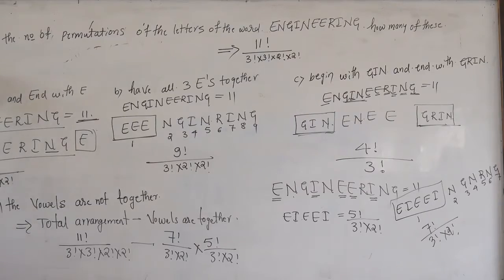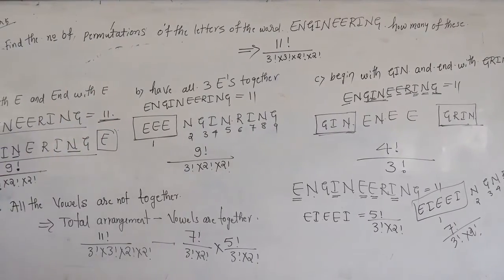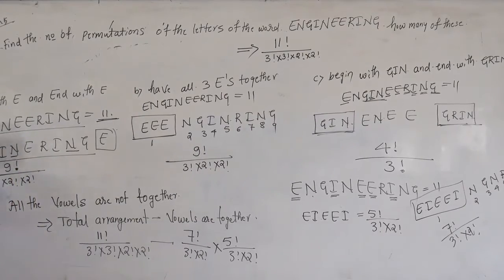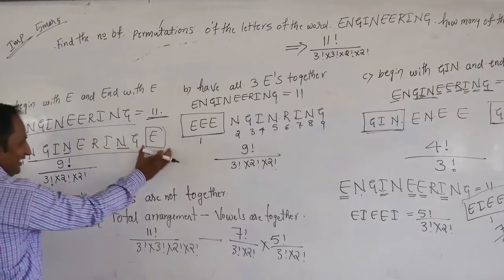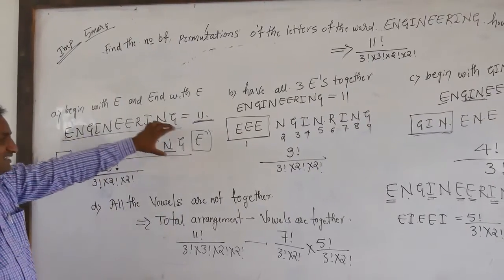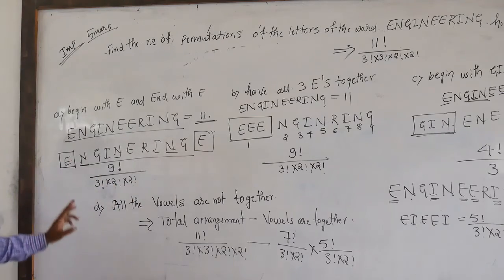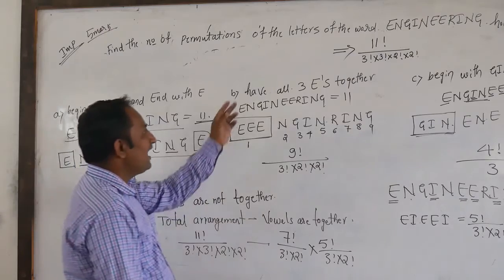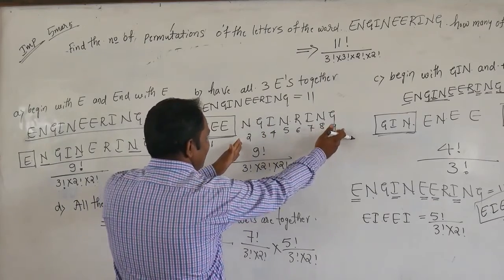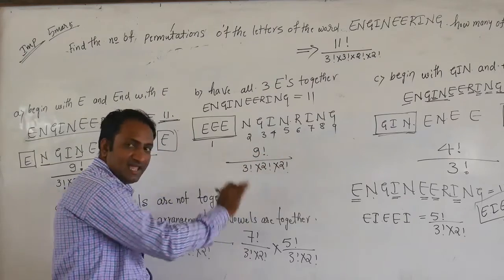Find the number of permutations of the letters of the word engineering. How many of these begin with E and end with E? Engineering consists of 11 letters. These two terms are fixed, so 9 letters are remaining. Out of 9 letters, 3 terms, 2 terms and 2 terms are repeating, so we divide by those. Consider the 3 E's together as 1 letter, 9 factorial, with the repeating terms as the dividing term.